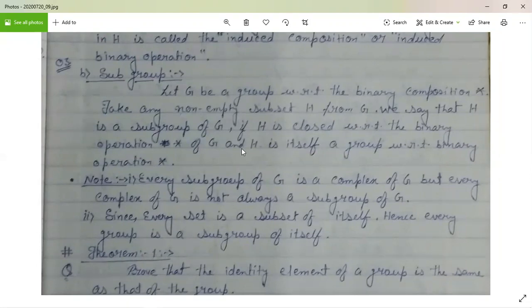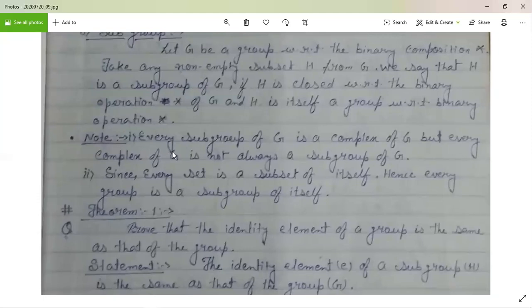Now, here are some notable points. Every subgroup of G is a complex of G, but every complex of G need not be a subgroup of G, because if that complex satisfies the properties of a group, then that subset is said to be a subgroup of the group G. Since every set is a subset of itself, hence every group is a subgroup of itself.